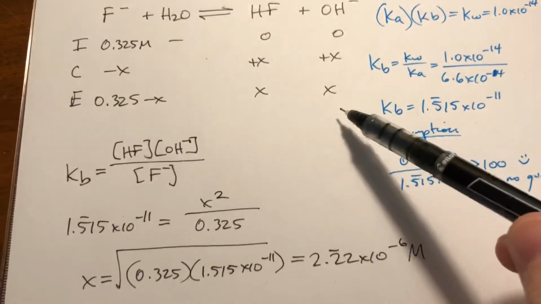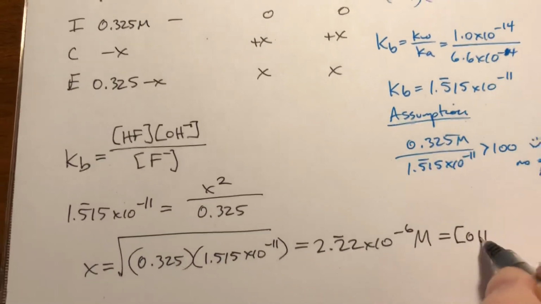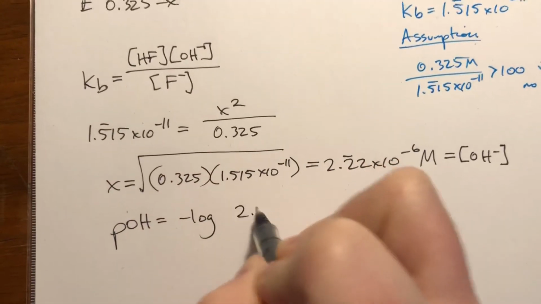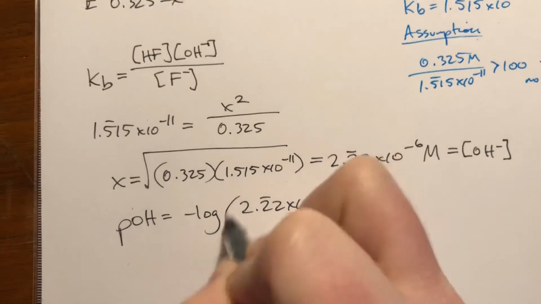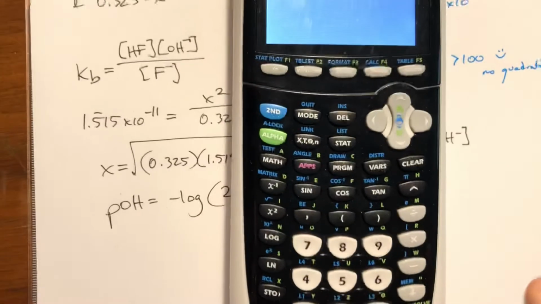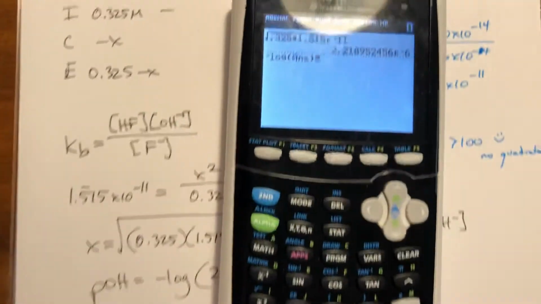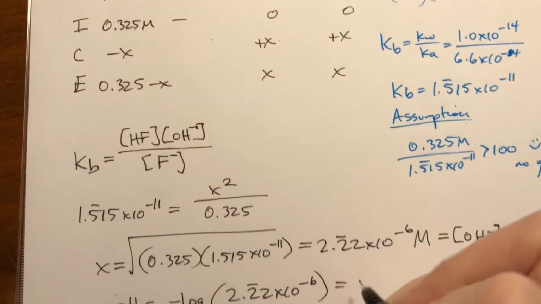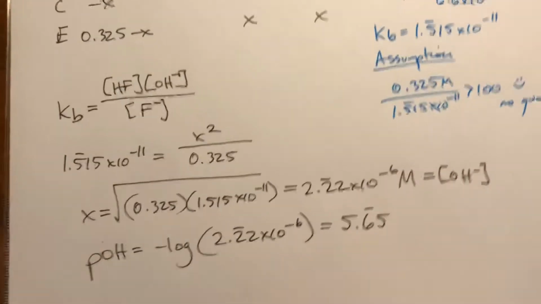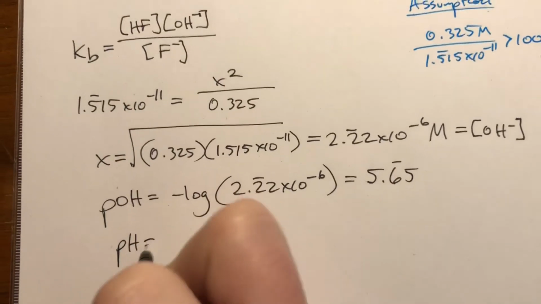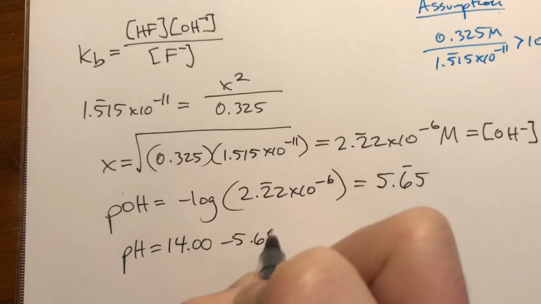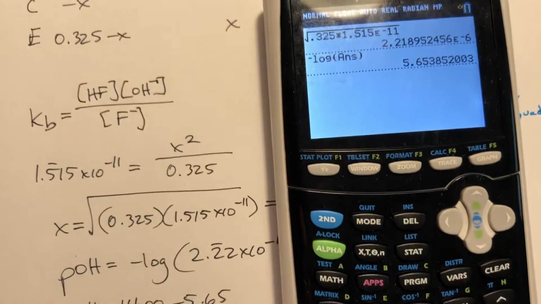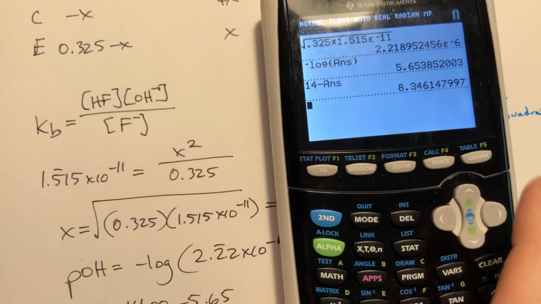And because this is our concentration of OH minus, we need to solve for pOH. So pOH is equal to the negative log of 2.22 times 10 to the negative 6th, and we'll see what we get. I just plugged in the whole thing with all the decimals. I got 5.65. That is our pOH. To get pH, we're going to take 14 minus that. So 14 minus our answer. I got 8.35, basically.